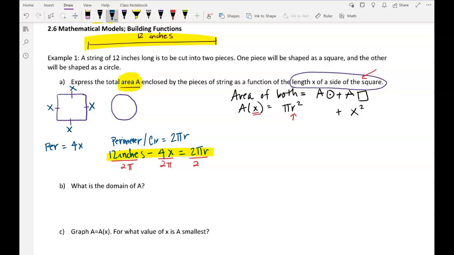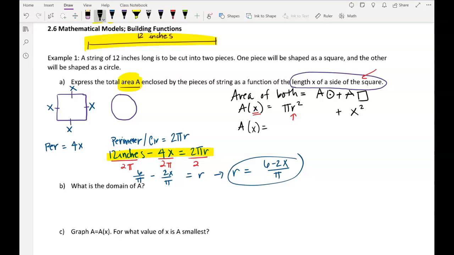Just like that. That will give us r equals 12 divided by 2, which is 6 over pi. So this is 6 over pi. And 4x divided by 2 gives us 2x over pi. Now you can also write r equals 6 minus 2x over pi, which is what I'm going to use. So back to your area formula, we are going to put in 6 minus 2x over pi for r, and it's r squared, so it's now squared, plus x squared.